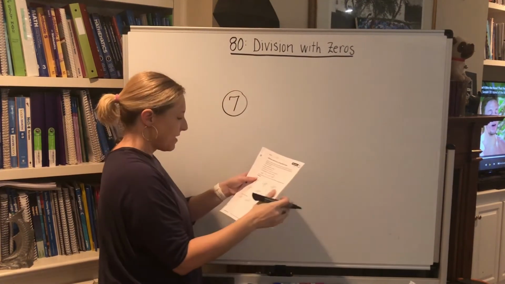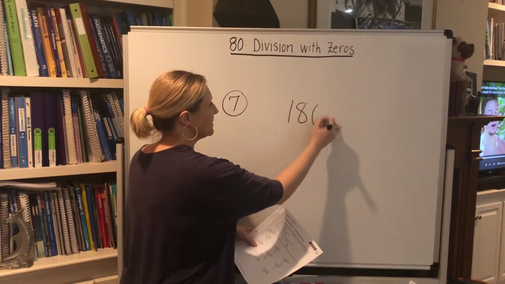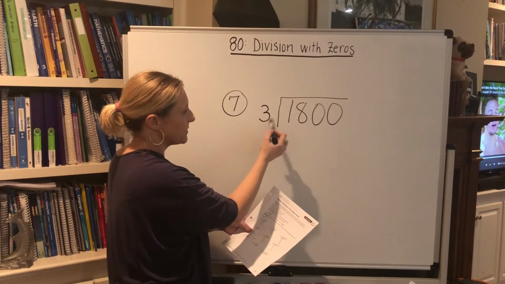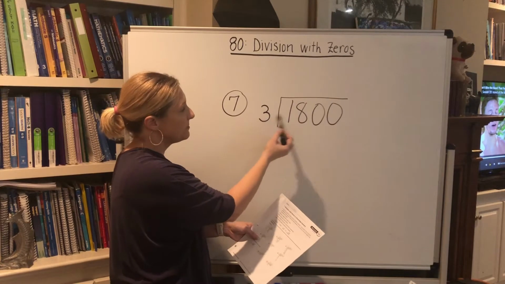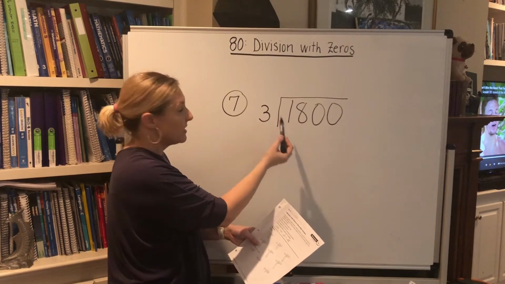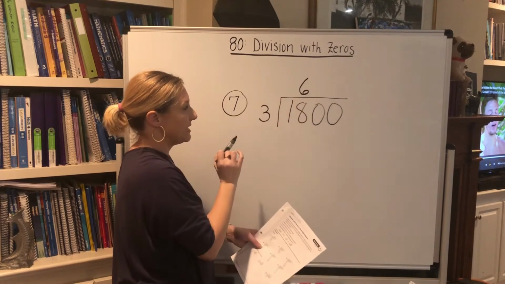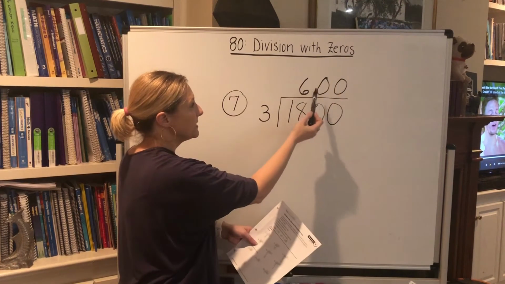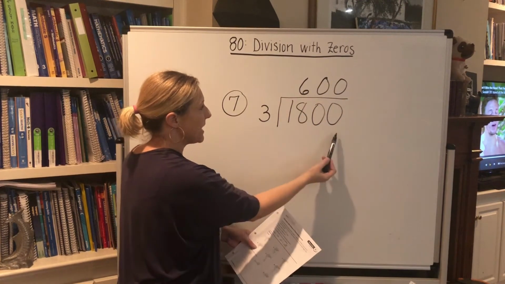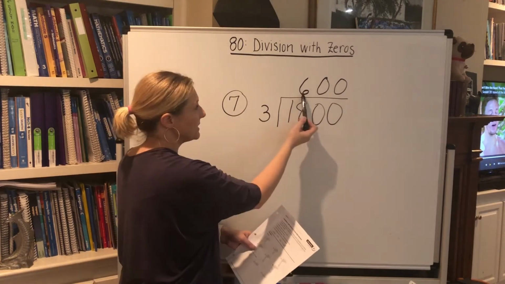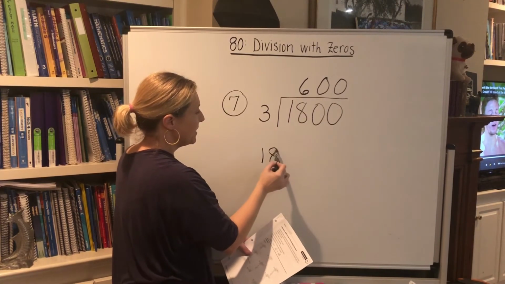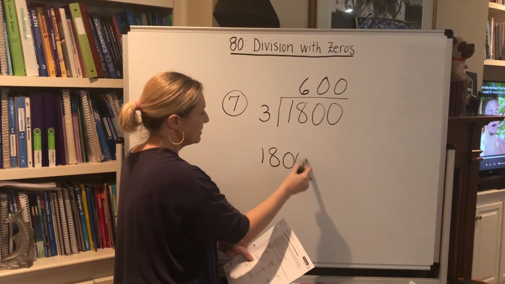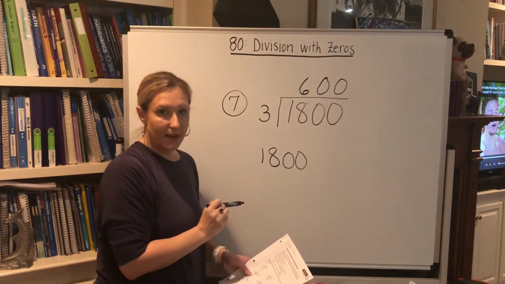Okay, for number 7, it says 1,800 divided by 3. Does 3 go into 1? No. But it does go into 18 evenly. 3 times 6 is 18. And all we have are zeros left. So we need to put zeros in the place. 600 times 3 would be 1,800. Why? Because 6 times 3 is 18, remember? And then how many zeros in your multiplication problem? 2. So 600 times 3 would be 1,800.